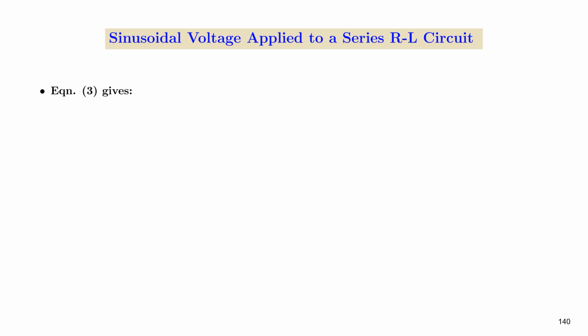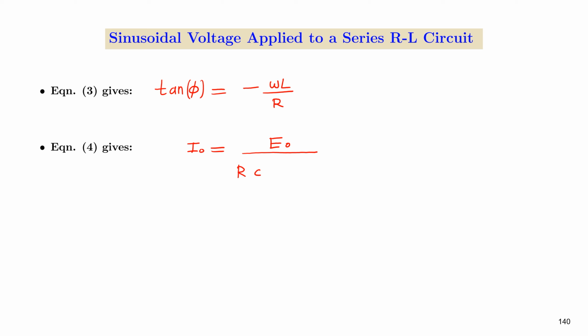And when we rearrange equation number 3, we'll get tan phi as equal to negative of omega L over r, and then from equation 4 we'll get I0 as equal to E0 over r cos phi minus omega L sin phi.